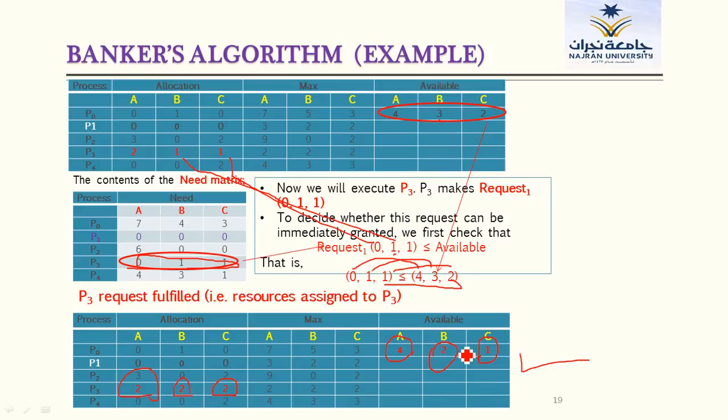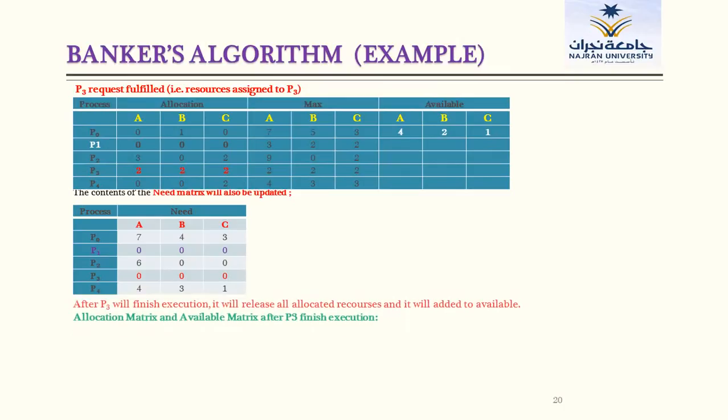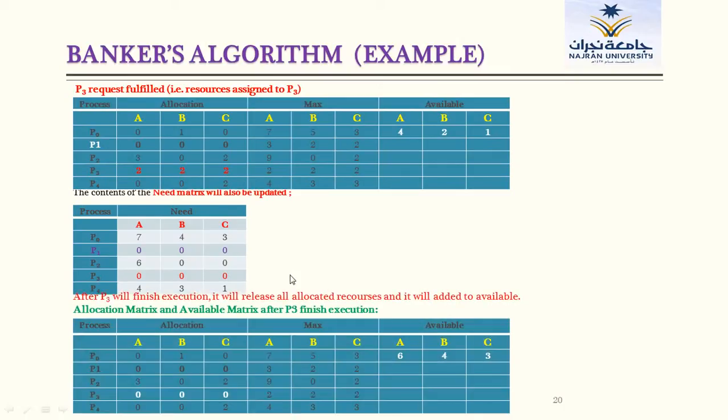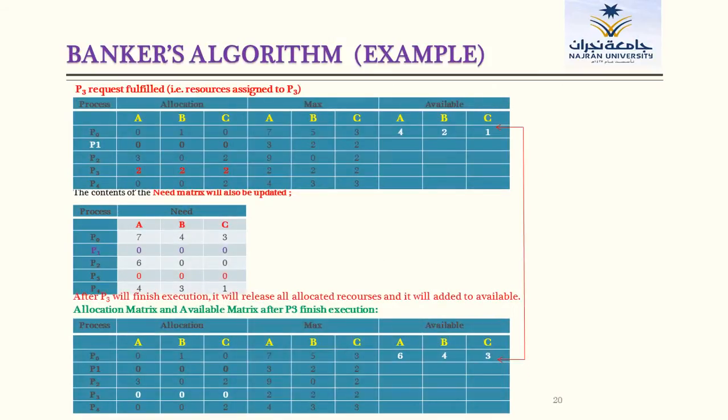Now again his request is fulfilled. What is the next step? Now P3 will finish his work, and when he finishes his work, he will give all the resources back to the system. When he gives all the resources back to the system, the current state of the allocation matrix will be like this.